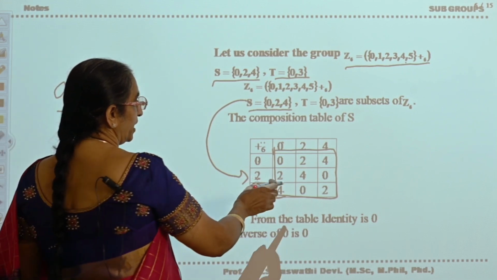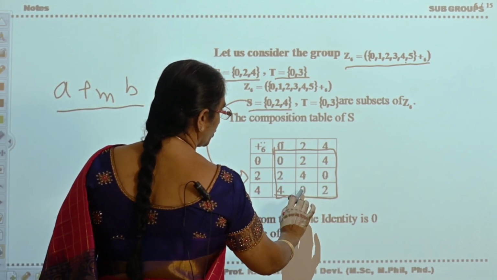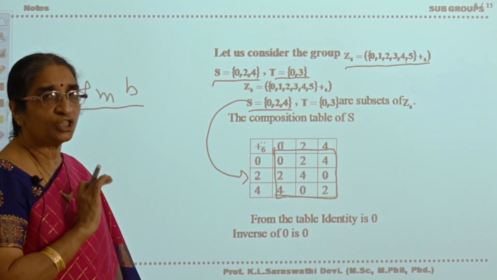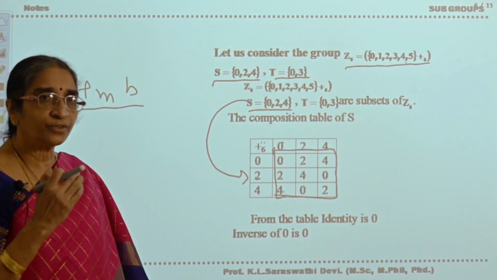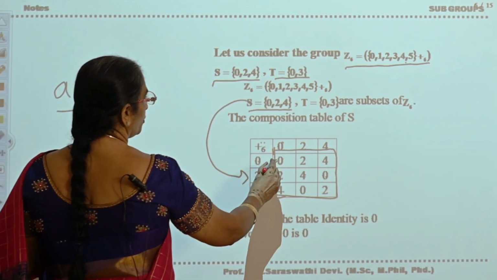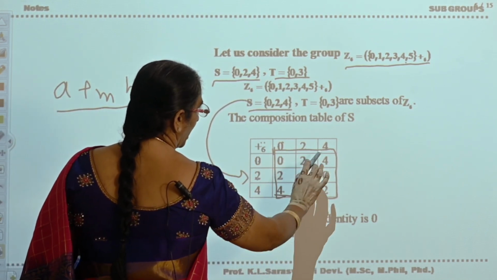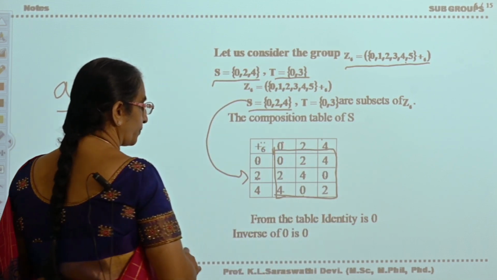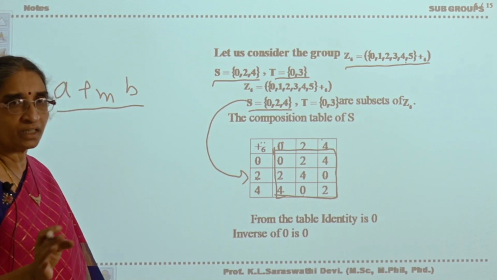Next, 0, 0, 0. Every row contains 0, the additive identity. Therefore, there exists a unique additive identity. Next, 0 is the inverse of 0, 2 is the inverse of 4, and 4 is the inverse of 2. So, every element has an inverse.